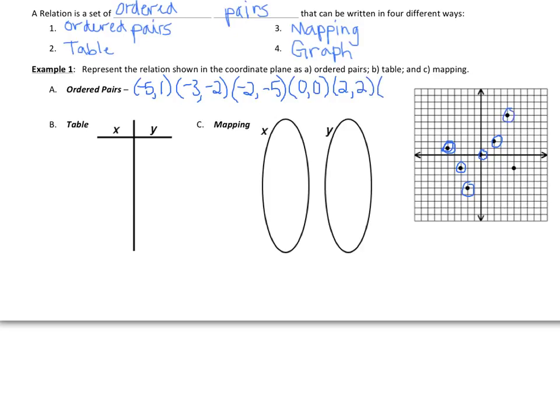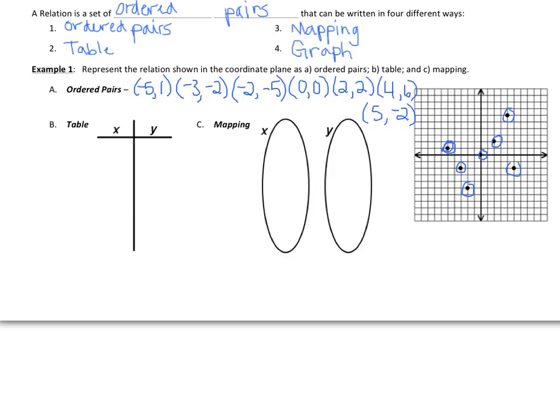And then this one right here, we had to go 1, 2, 3, 4 to the right. So it's a positive 4. And we went up 1, 2, 3, 4, 5, 6, so positive 6. And then this last point right here, we had to go over 1, 2, 3, 4, 5, so positive 5. And you had to go down 2, so that would be a negative 2. So this is the list of our ordered pairs.